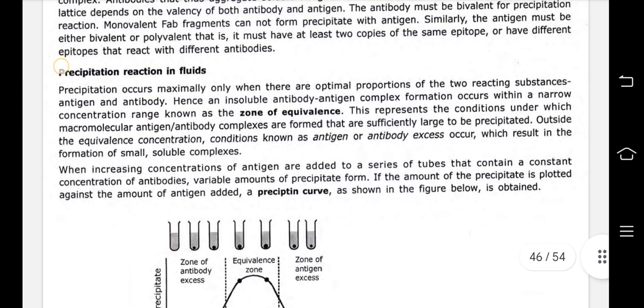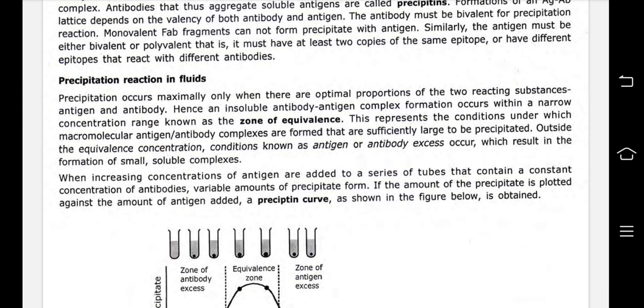Then precipitation reaction in fluids. Precipitation occurs maximally only when there are optimal proportions of the two reacting substances, antigen and antibody. Hence, an insoluble antibody-antigen complex formation occurs within a narrow concentration range known as the zone of equivalence. This represents the conditions under which macromolecular antigen-antibody complexes are formed that are sufficiently large to be precipitated. Outside the equivalence concentration, conditions known as antigen or antibody excess occur, which result in the formation of small soluble complexes.